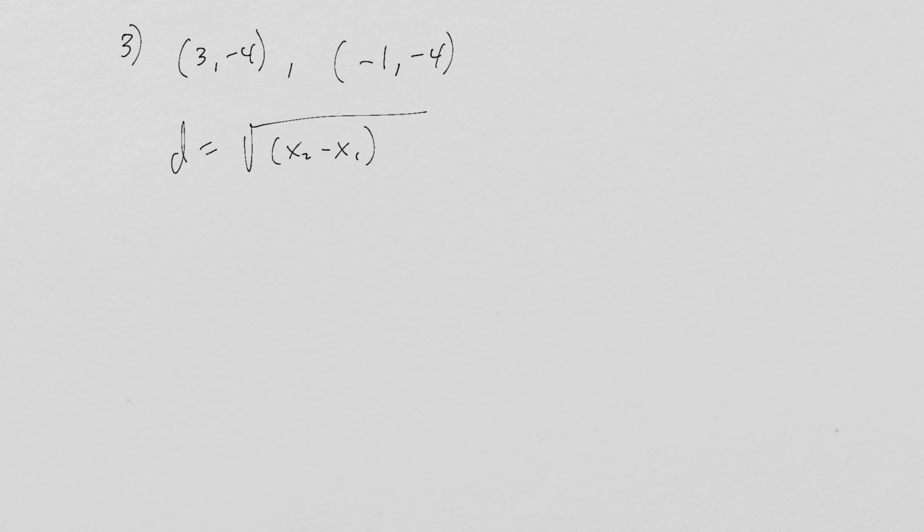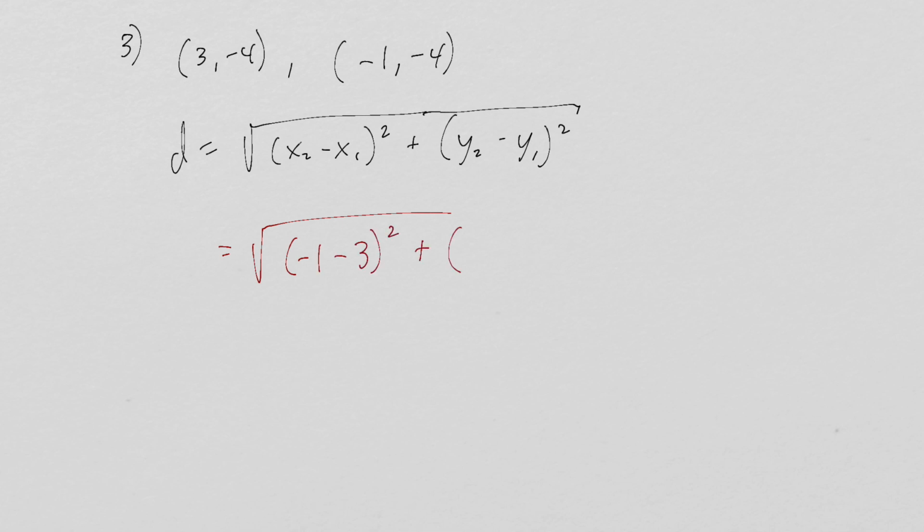Number 3 wants the distance between (3, -4) and (-1, -4). So again, the distance is equal to the square root of x2 minus x1 squared plus y2 minus y1 squared. So this is the square root. X2 is -1 minus x1, which is 3, squared. Y2 is -4 minus y1, which is also -4. Again, these are the same, so it's really just the distance between those x's. 3 minus -1 is 3 plus 1, which is 4.